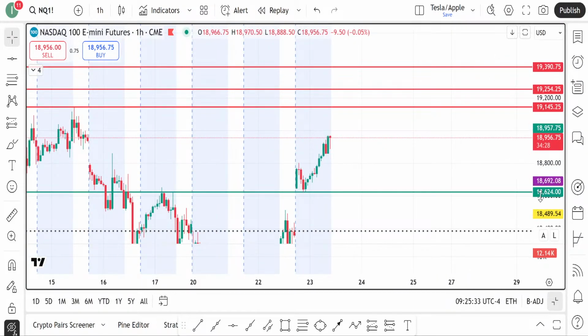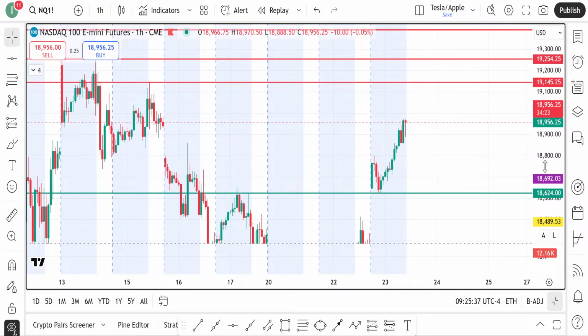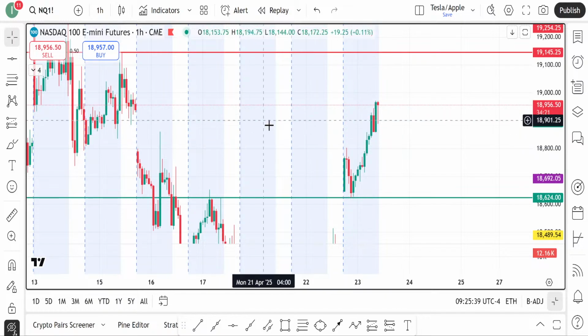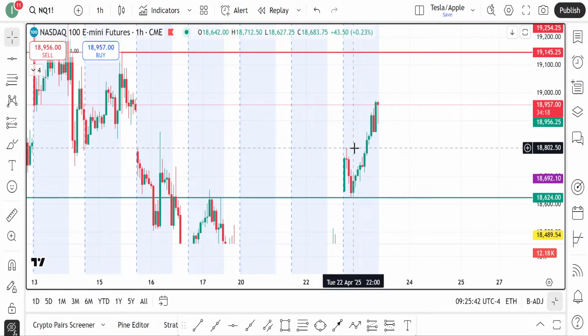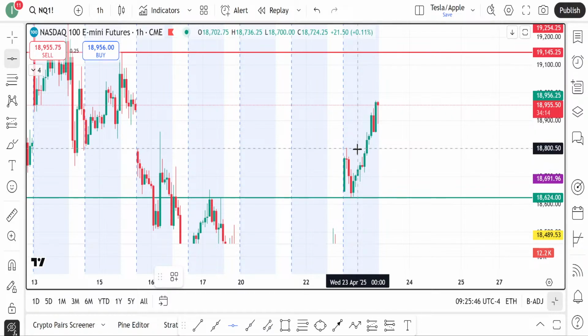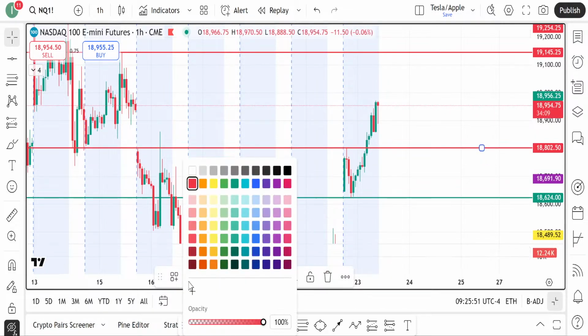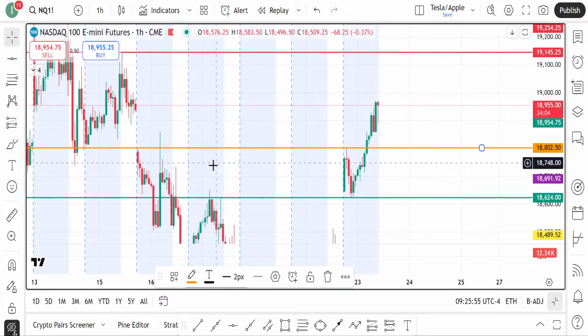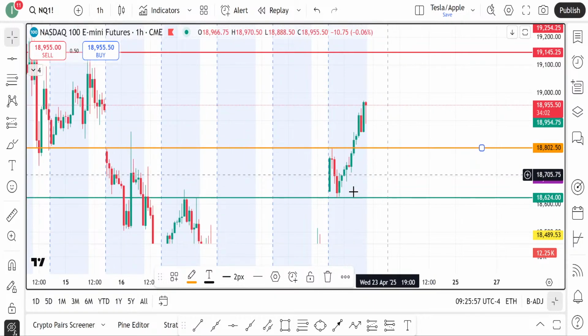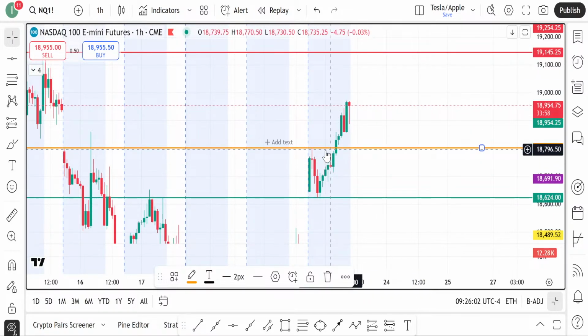All right, so next thing I'm going to do is mark this resistance here as potential support. So this might be a key level, so I'll mark it orange. So green is support, red is resistance. I like to do orange as a key level, which means it could be support or resistance.